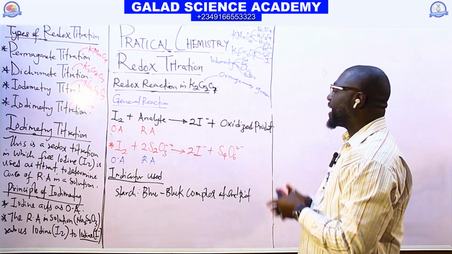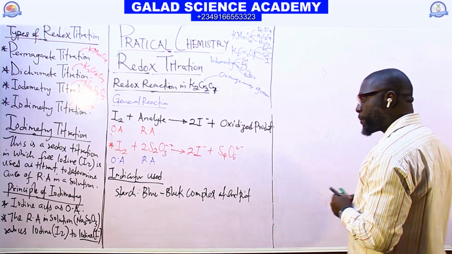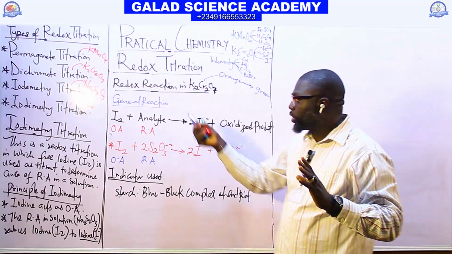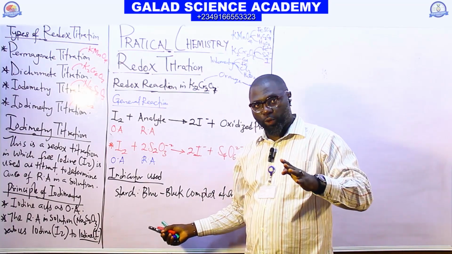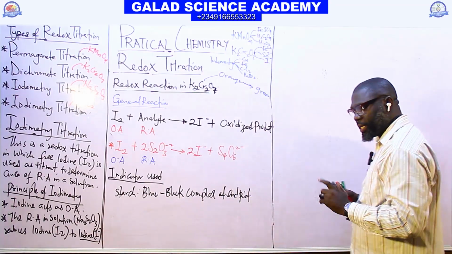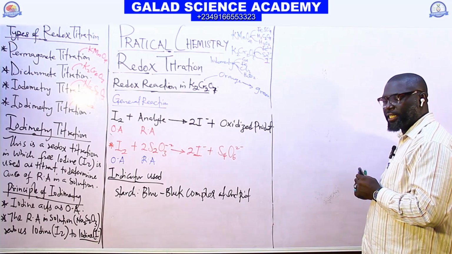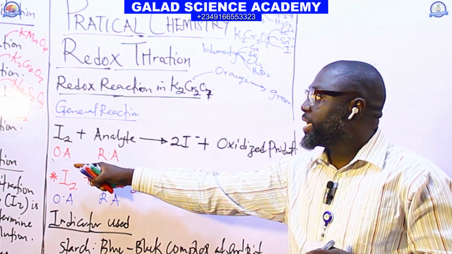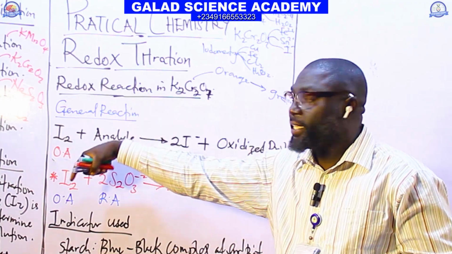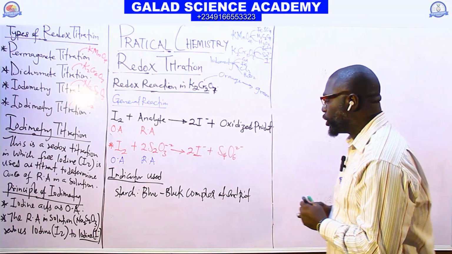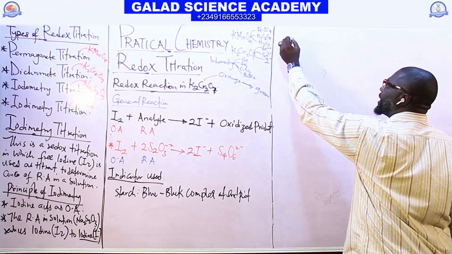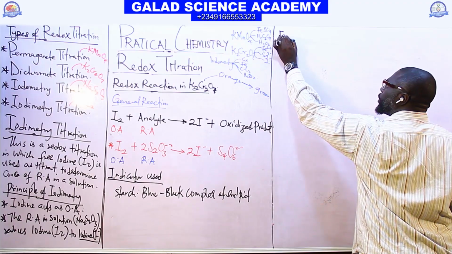But let me summarize everything here before I solve four questions on this. We now stop for today. Let me summarize the table. Before I summarize the types of redox titration, let me just give you the difference between iodometric and iodimetric.